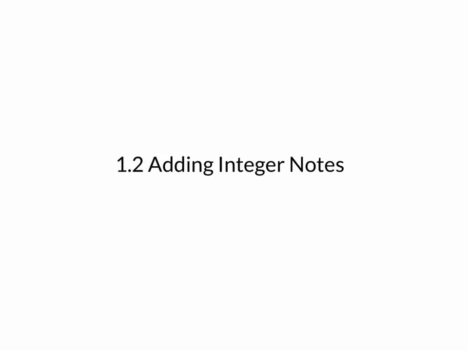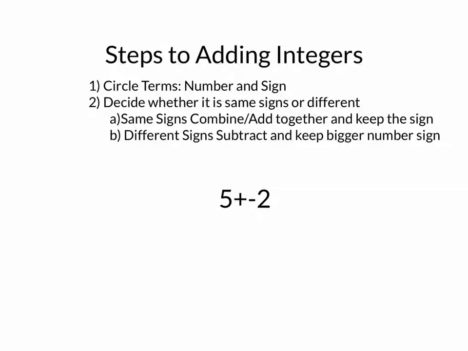Alright, so today we're going to be talking about 1.2, adding integers. There are steps to adding integers. Integers are all positive whole numbers, 1, 2, 3, though they can't be a decimal or a fraction, and all negatives, which would be -1, -2, -3, without the fractions and decimals. So first step, we circle terms.